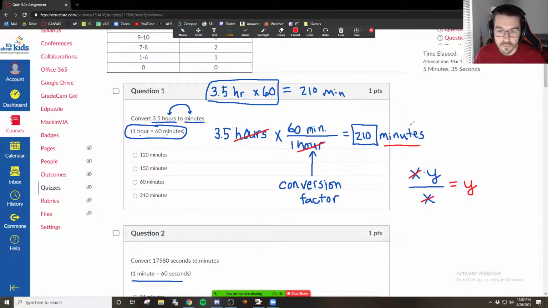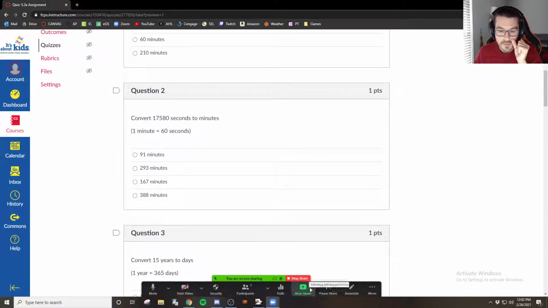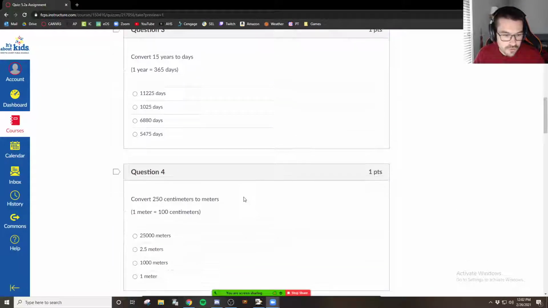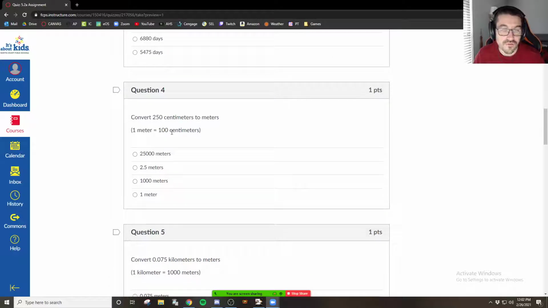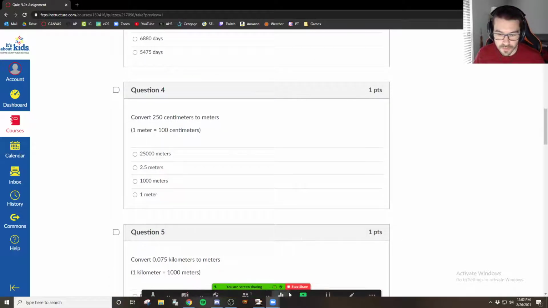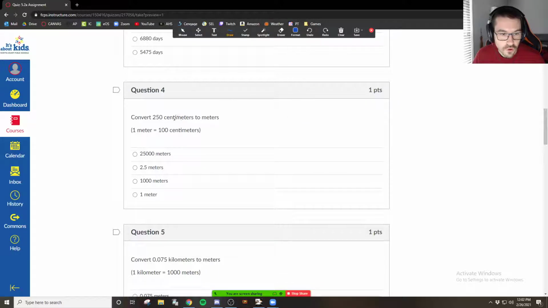Okay, so that is how a dimensional analysis unit conversion problem works. Now I'm going to erase this, scroll down, and we're going to do this one more time in the video. So let's actually go down to number 4, because this one has some different units. This is in units of length, meters and centimeters. So once again, I'm going to start with my original value, 250 centimeters.